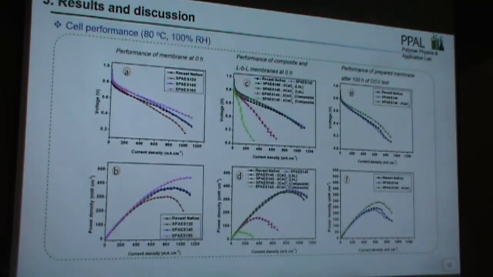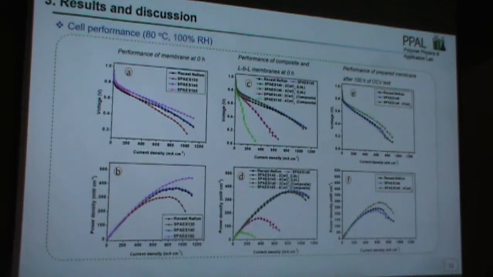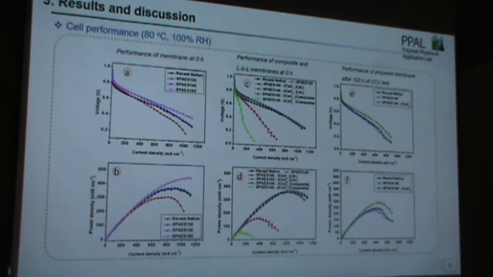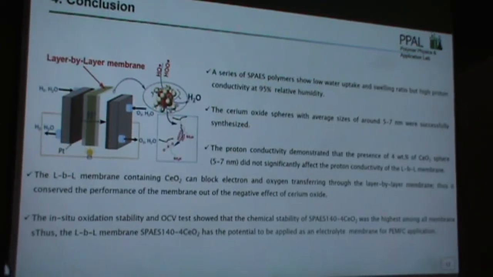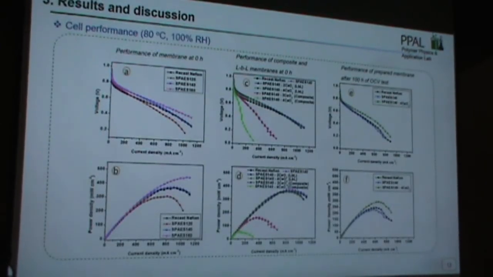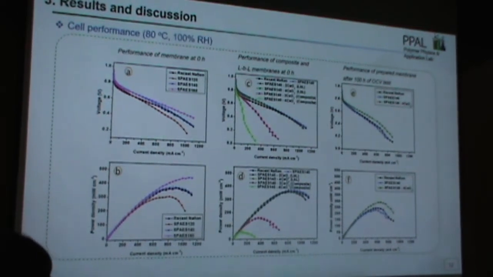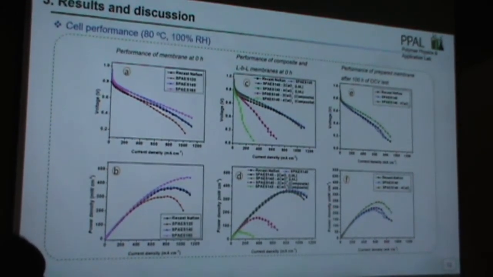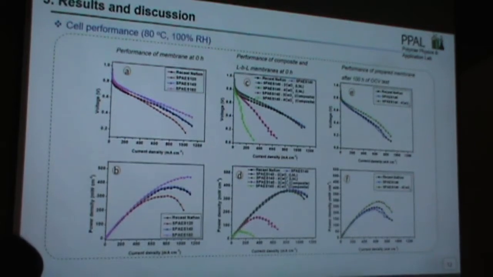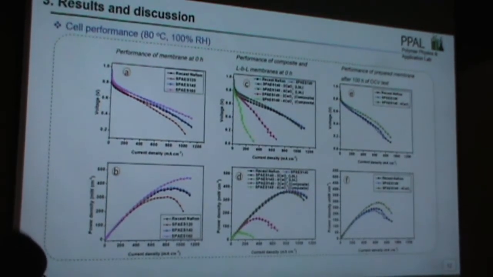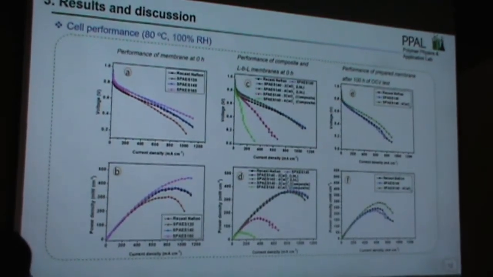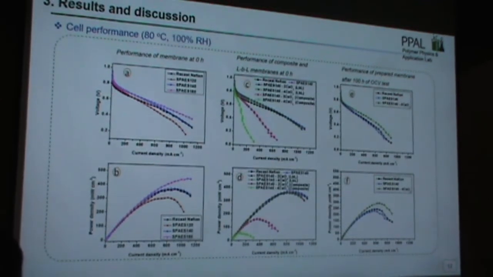And the last one, I would like to talk about the cell performance. We can see in figure A the performance of the membrane with different concentrations of the sulfonic acid group, and we can see the membrane containing 160% of the sulfonic acid group shows a power density of about 150 milliwatts per centimeter squared, which is higher than Nafion.